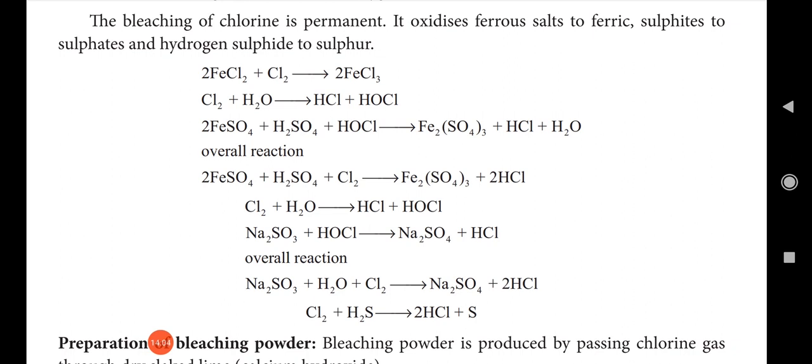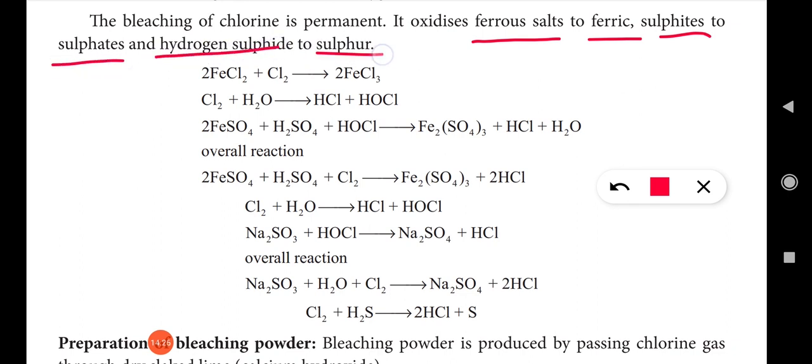It oxidizes ferrous salt to ferric, sulfite to sulfate, hydrogen sulfide to sulfur. So it can oxidize different compounds. How? It can oxidize ferrous salt into ferric salt, sulfite to sulfate, and hydrogen sulfide to sulfur. Removal of hydrogen is oxidation. That's all. So this is ferric chloride, formed when ferrous chloride is oxidized by chlorine. FeCl2 is ferrous chloride.